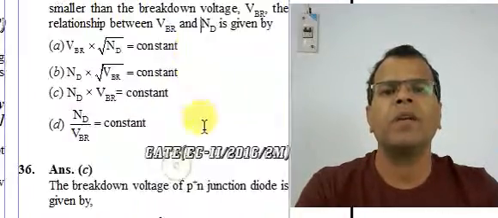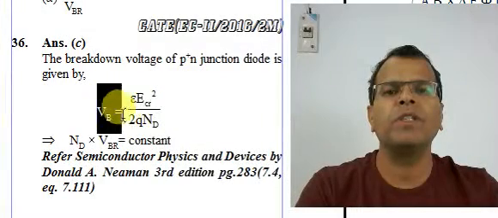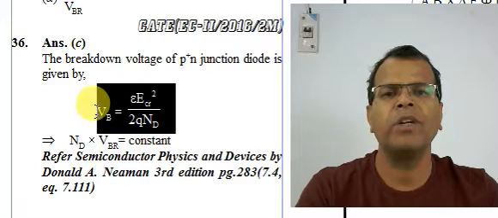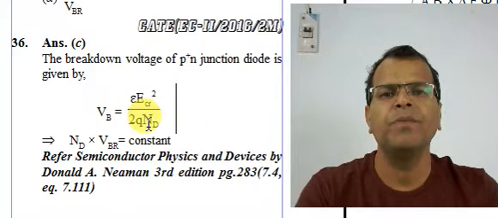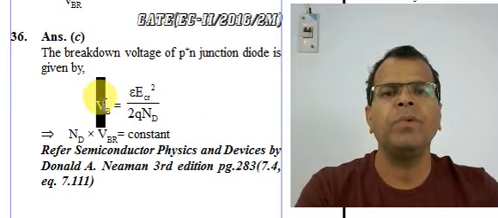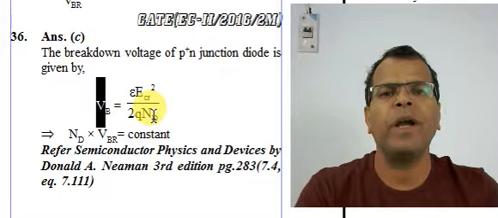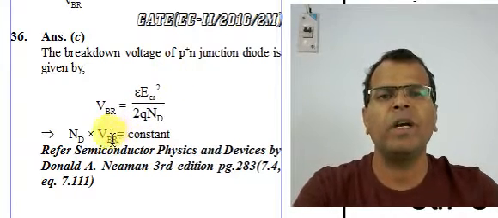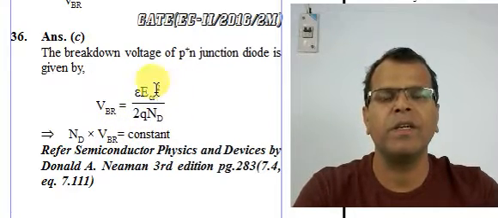So let us see that relation. Breakdown voltage of Zener diode is given by epsilon E critical square, divided by 2q Nd. That expression I have already given to you; I have derived that expression. So here VB is inversely proportional to Nd. So VBR into Nd is a constant quantity when critical field is constant.